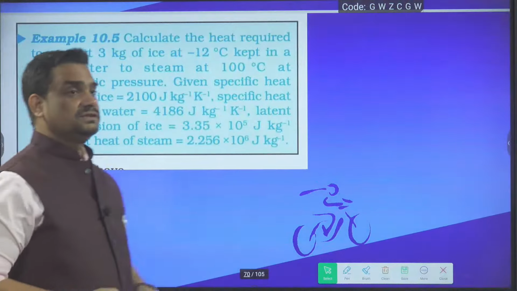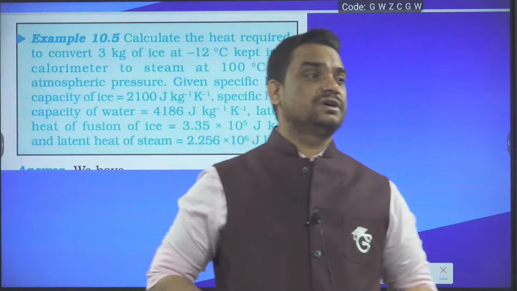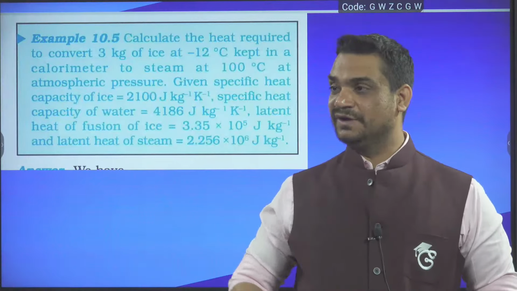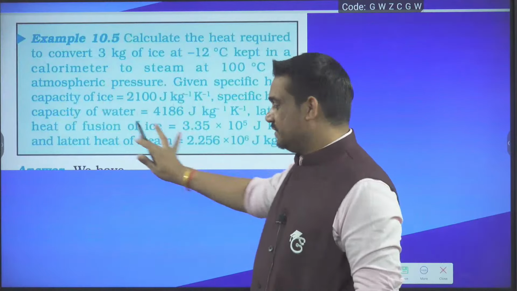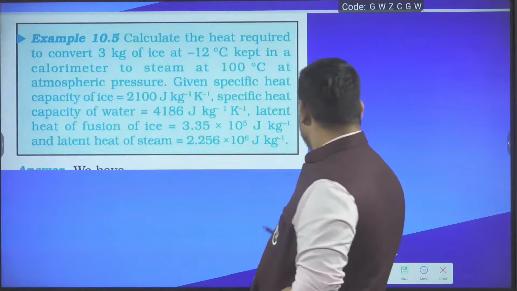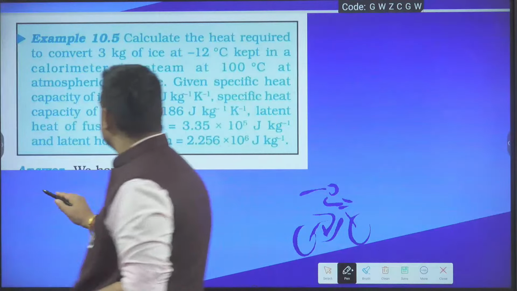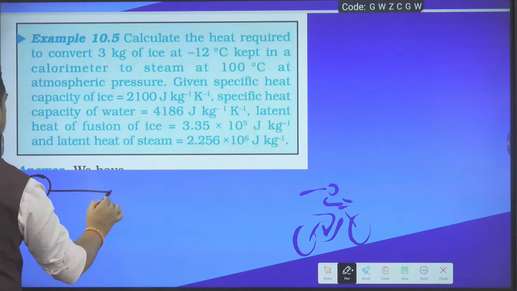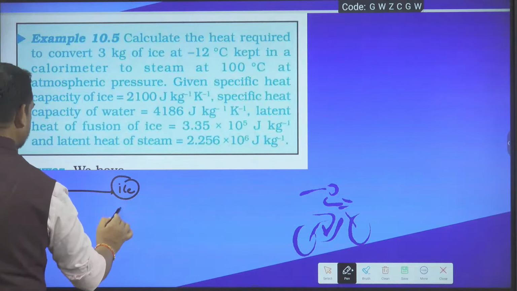Now, this is the one question I will solve here. Calculate the heat required to convert 3 kg of ice at -12 to steam. Okay, very simple question. Appears like tough. Don't go by the look of this one. We can say here this is the ice. Ice is at what temperature? -12. This will go first to ice at 0.